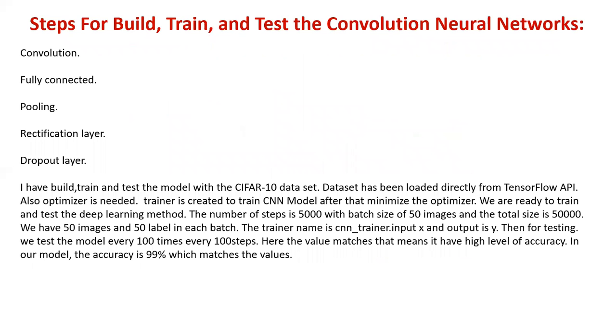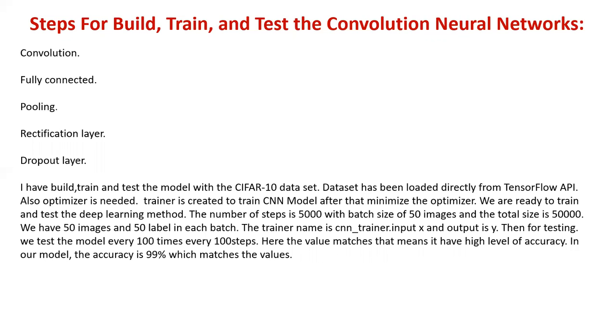So what are the steps for building, training, and testing the convolutional neural network? Convolution, fully connected, pooling, rectification layer, dropout layer. I have built, trained, and tested the model using the CIFAR10 dataset. The dataset has been loaded directly from the TensorFlow API. Also, an optimizer is needed. A trainer is created to train the CNN model. After that, minimize the optimizer. We are ready to train and test the deep learning method.